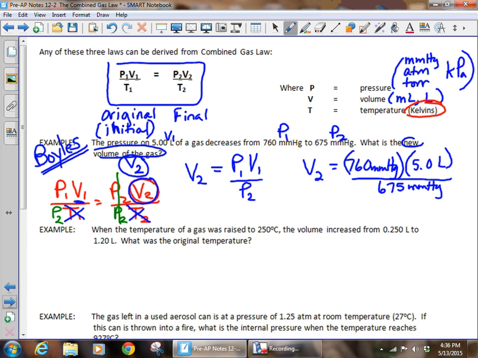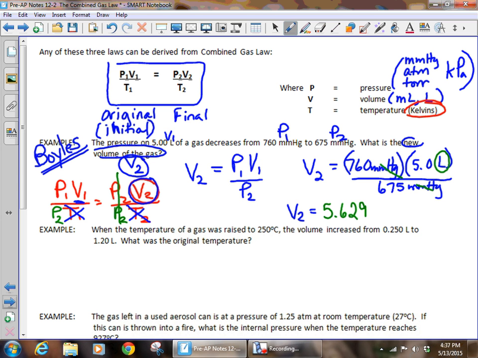Millimeters of mercury cancel. I'm left with liters, which is a valid unit for volume. And I end up with V2 being equal to 5.629. Carry it out a few places. Remember, this time I'm not going to let you put it into scientific notation. You have to leave it in regular standard notation, but you still have to have sig figs. So it's going to be a little bit harder.